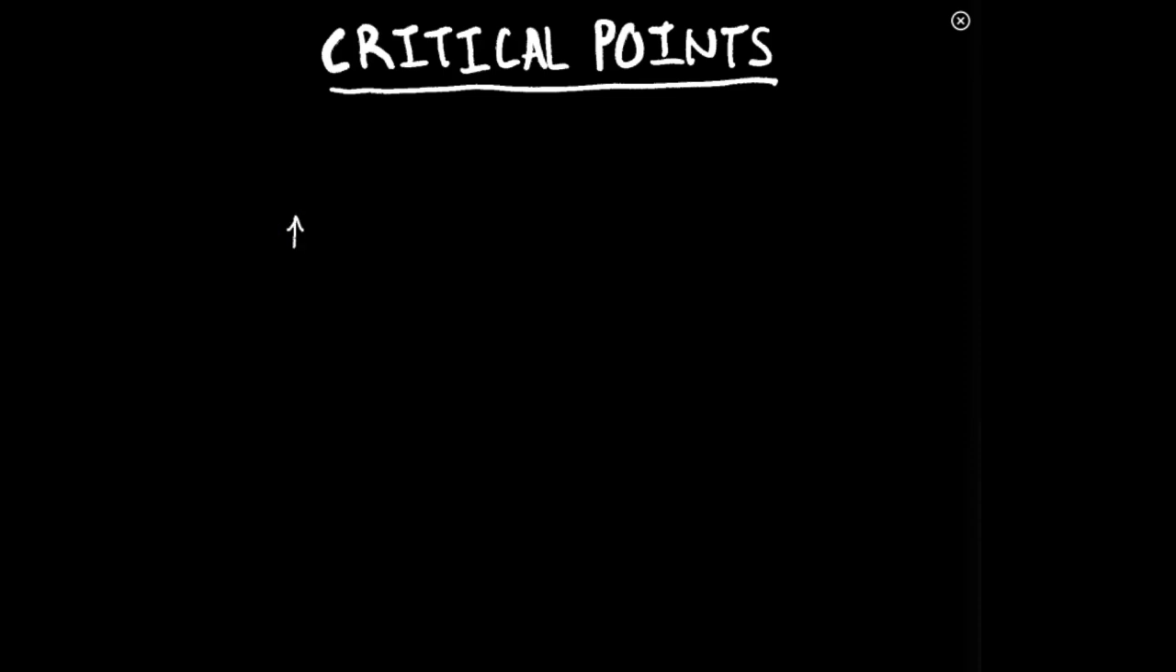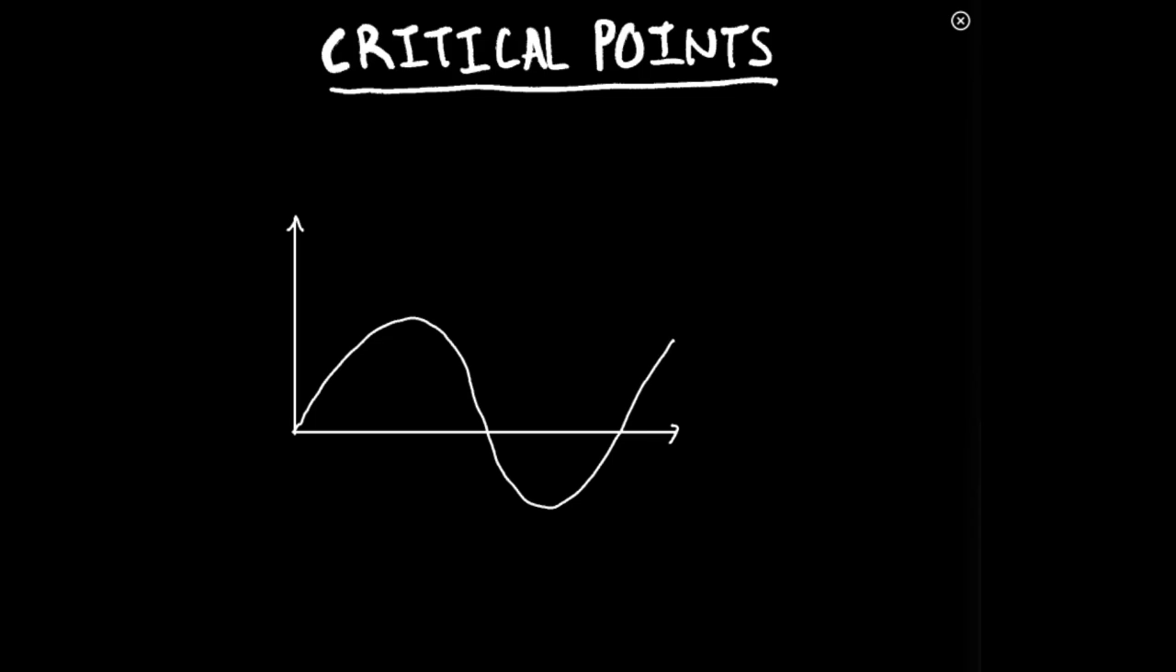So let's start by recalling what critical points are for two-dimensional functions. So we have some function. Say it looks like this, and we want to find critical points of this function. This is a critical point. This is a critical point.